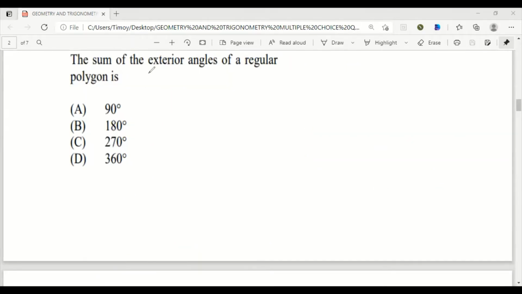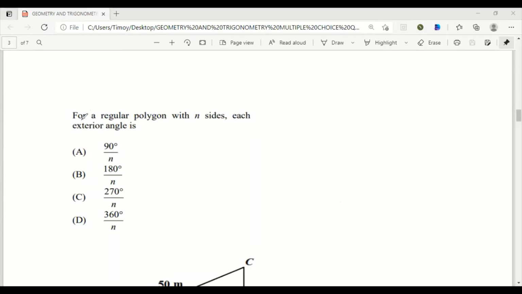The sum of the exterior angles of a regular polygon is always going to be 360 degrees. For a regular polygon with n sides, each exterior angle is, now we know that the total amount of exterior angles is going to be 360 degrees. So if we want to find each of them, then we divide 360 by the number of sides, which is n in this case. So our answer here is D.